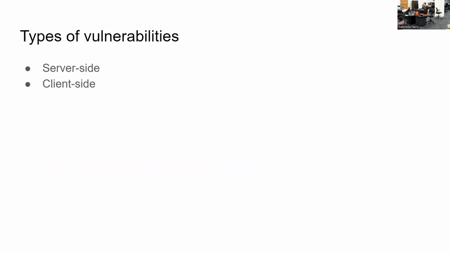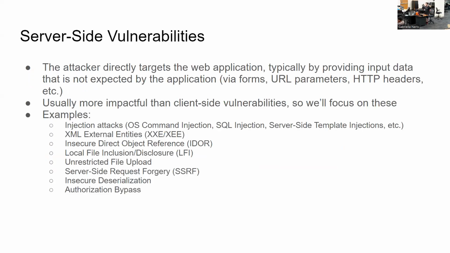more traditional vulnerabilities. So we have two main types of vulnerabilities, server-side and client-side. Server-side vulnerabilities are where the attacker directly targets the web application, typically by providing input data that is not expected by the application. That can be sent in a wide variety of ways, such as forms, URL parameters, HTTP headers, or anything else really. These are usually more impactful than client-side vulnerabilities, so we'll focus on these at least to begin with. And then I have a bunch of examples here.